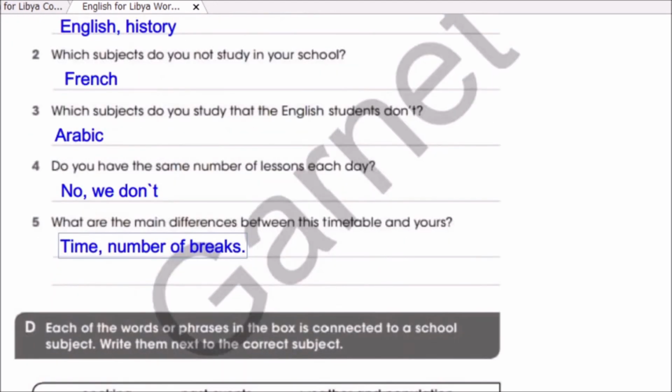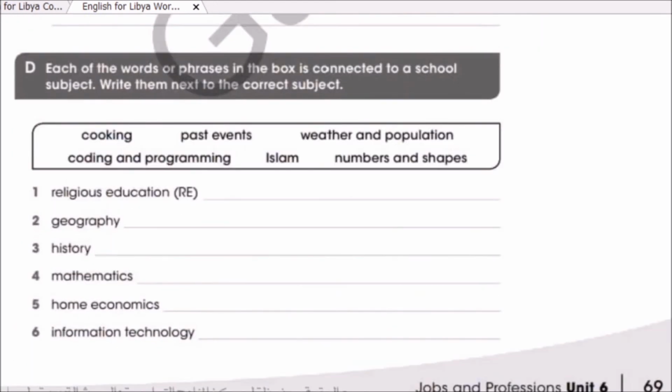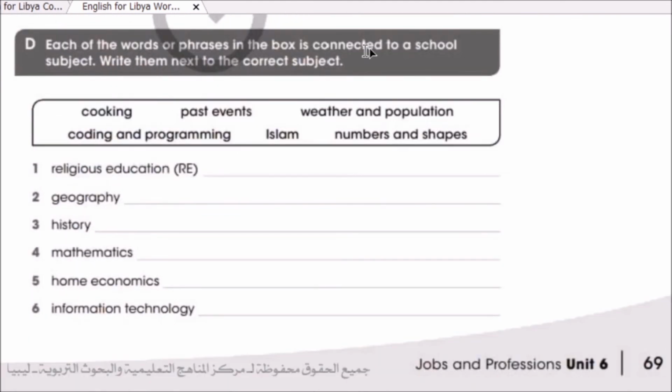Now let's move on to the next question, question D. Each of the words or phrases in the box is connected to a school subject. Write them next to the correct subject. We have cooking, past events, weather and population, coding and programming, Islam, numbers and shapes. And here you have subjects. You have to connect these to the subjects. You can stop the video, answer this question, and then come back again.